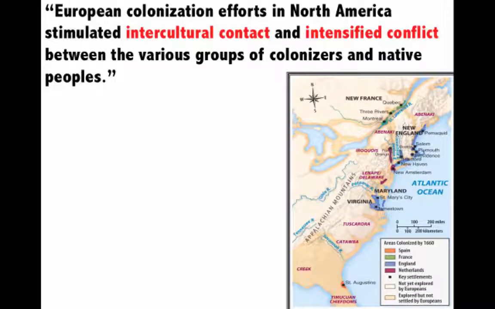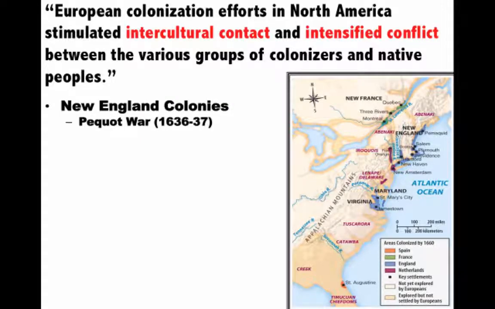And here's the big idea here, and it's really important. There's a lot of stuff about this on the APUSH exam. European colonization efforts in North America stimulated intercultural contact and intensified conflict between the various groups of colonizers and native peoples. So what you're going to see over and over again is examples of this. For instance, the New England colonies, make sure you know about the Pequot War in 1636-37, where Native Americans are resisting and ultimately defeated. King Philip's War in the New England colonies, which ends in 1676 and marks the kind of final resistance of native people in the New England area.